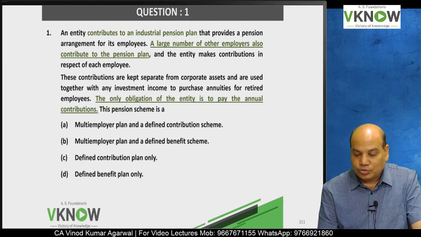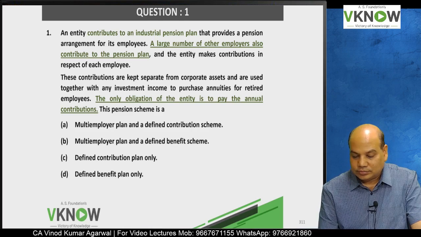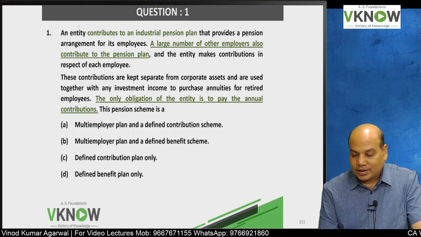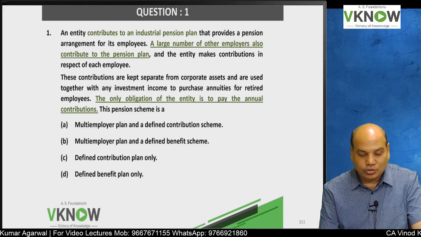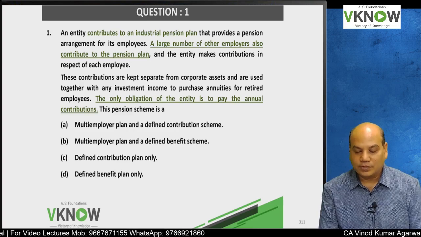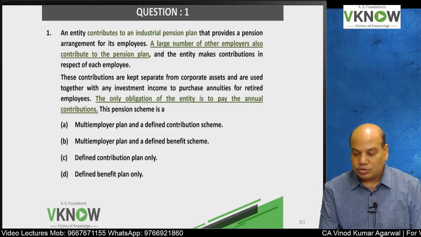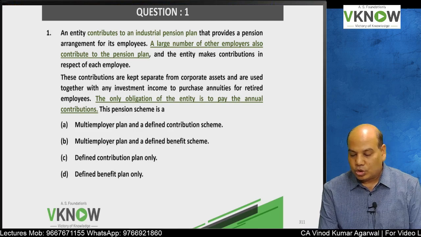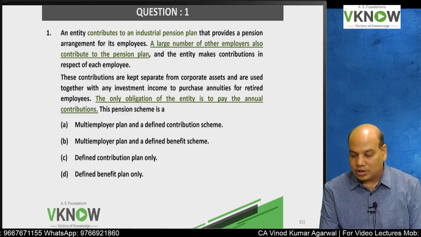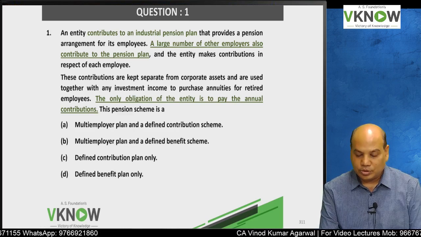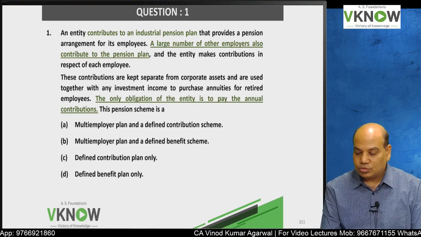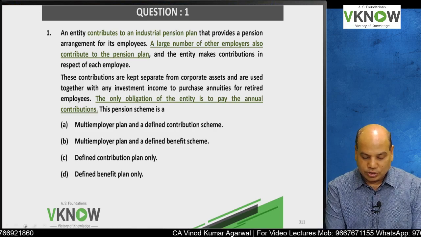An entity contributes to an industrial pension plan that provides a pension arrangement for its employees. A large number of other employers also contribute to the pension plan, and the entity makes contribution in respect of each employee. These contributions are kept separate from corporate assets and are used together with any investment income to purchase annuities for the retired employees. The only obligation of the entity is to pay the annual contribution.